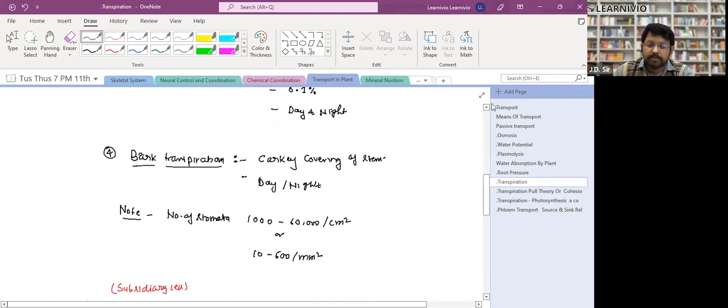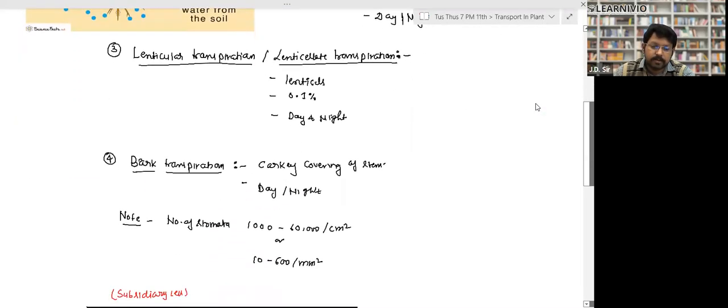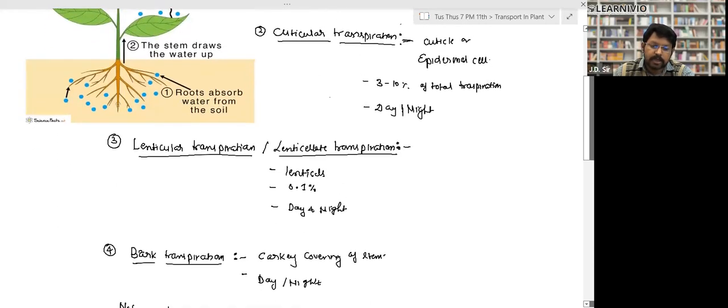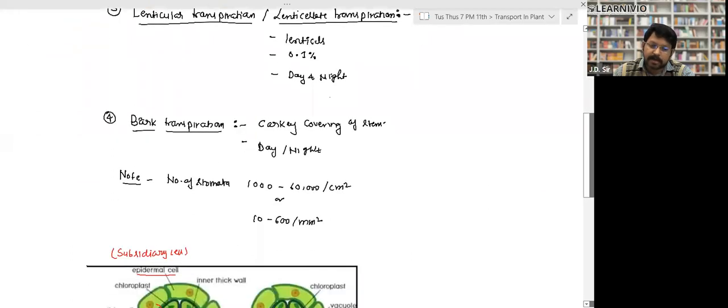So, types of transpiration. Is it clear? Stomatal transpiration, cuticular transpiration, lenticular and bark transpiration. Is it clear?